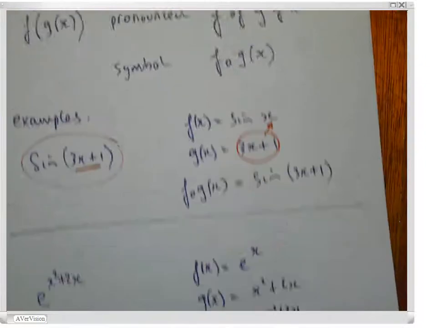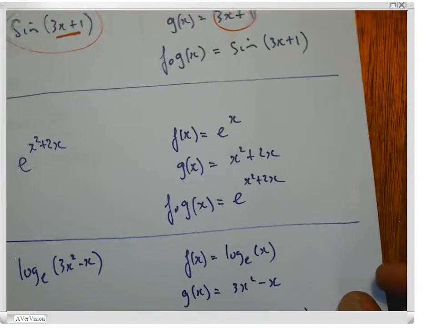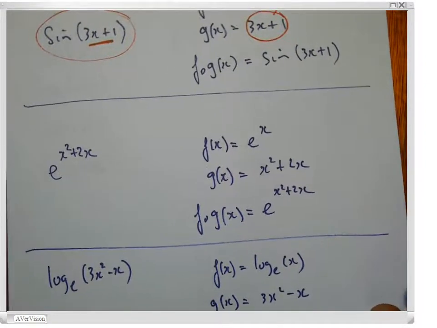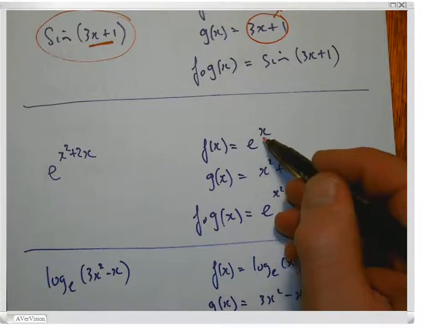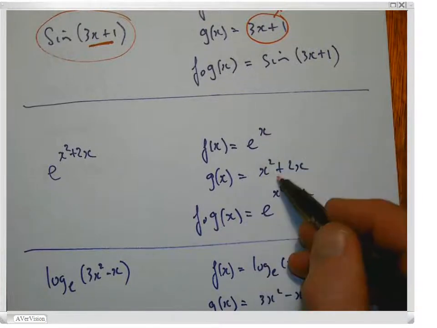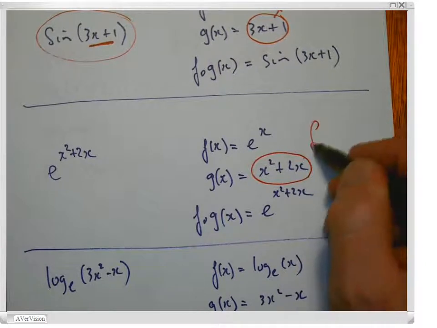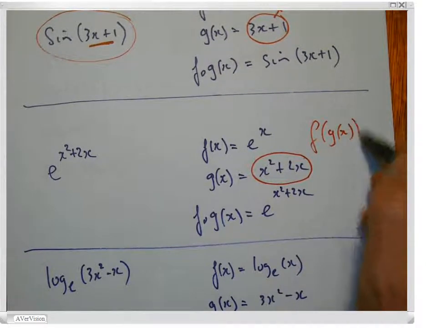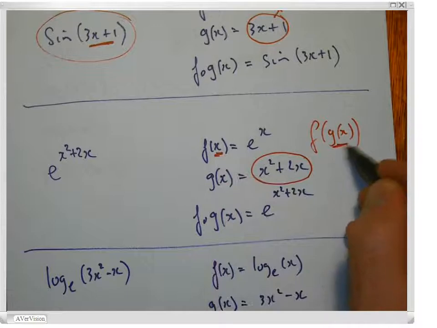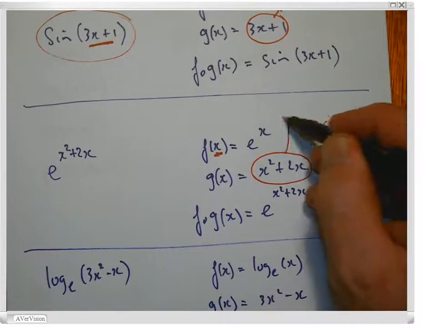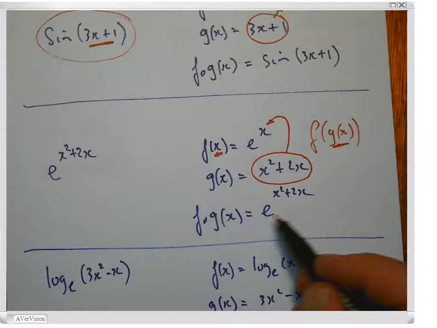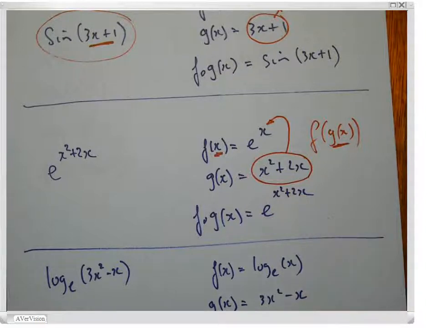Second example is e to the power of x squared plus 2x. f of x would be e to the power of x, g of x is x squared plus 2x, and if I'm placing g into f, wherever x would appear I put g of x instead, so I put g of x there and I get e to the power of x squared plus 2x.